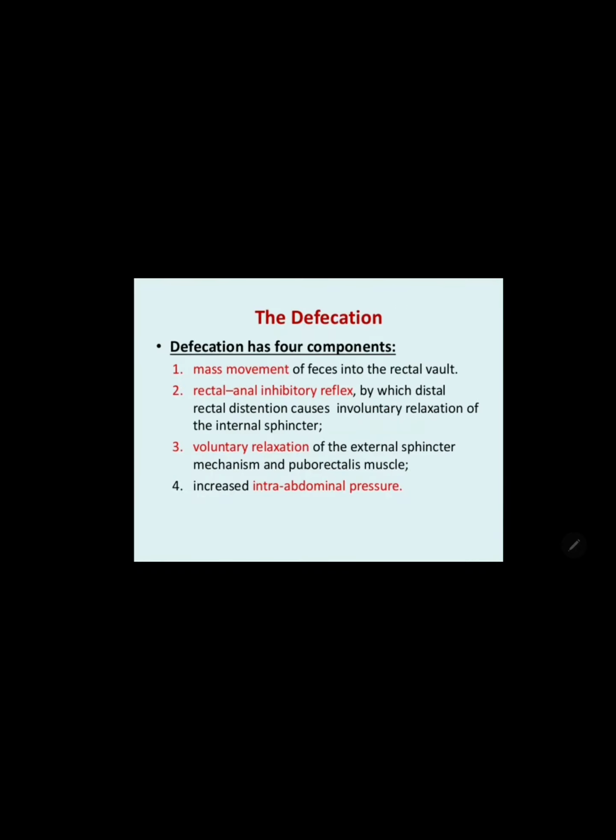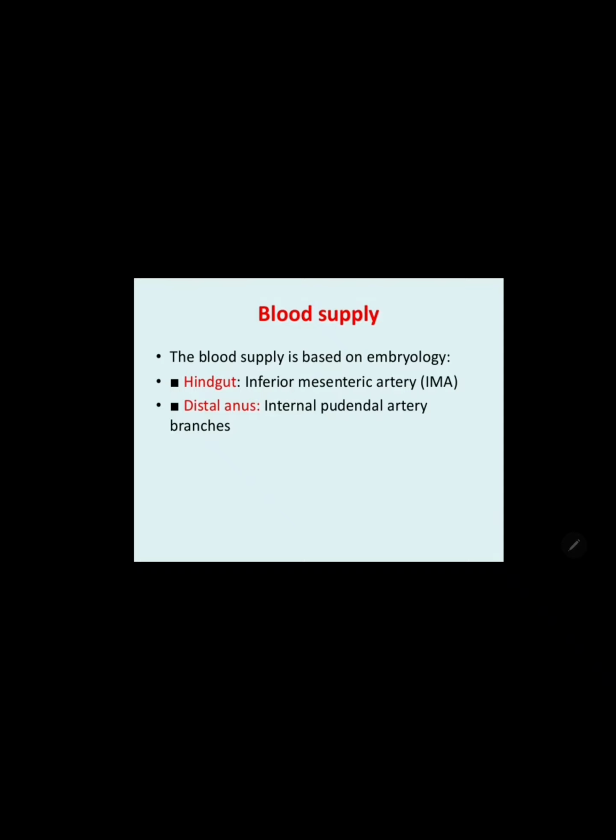So what is the function of these anal sphincters? They allow defecation and maintain the continence. The act of defecation has four components, that is mass movement, the rectoanal inhibitory reflex, voluntary relaxation of the external sphincter, and increased intra-abdominal pressure by the anterior abdominal wall muscles and diaphragm.